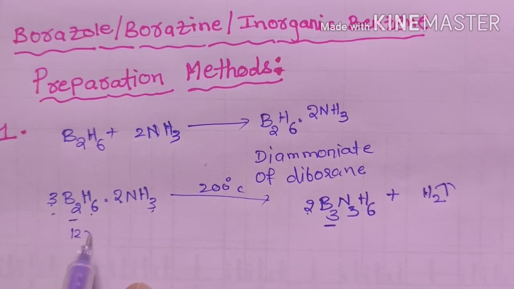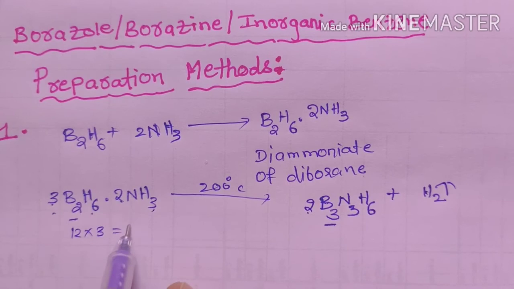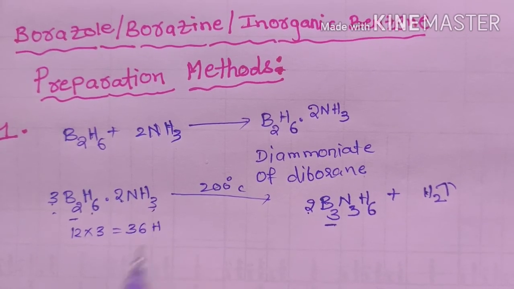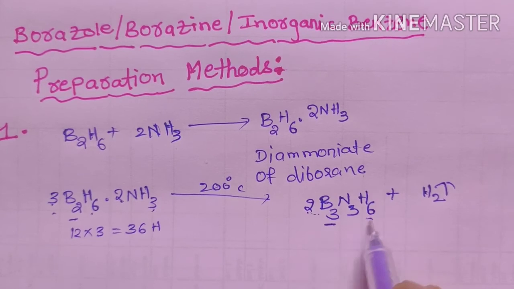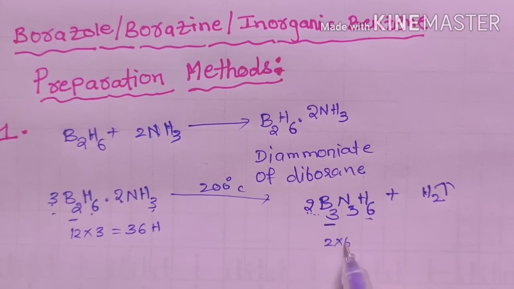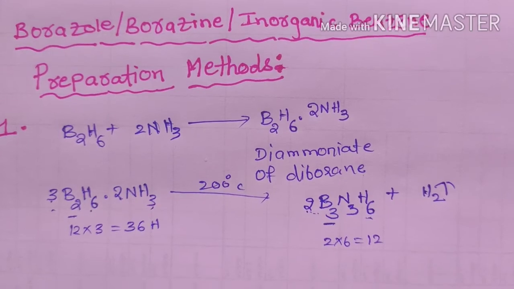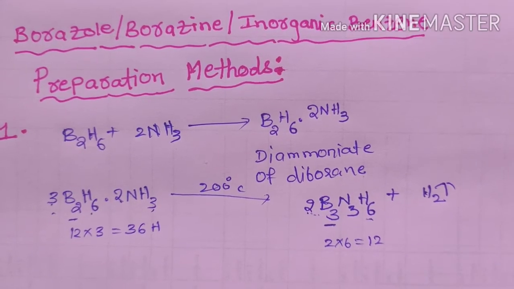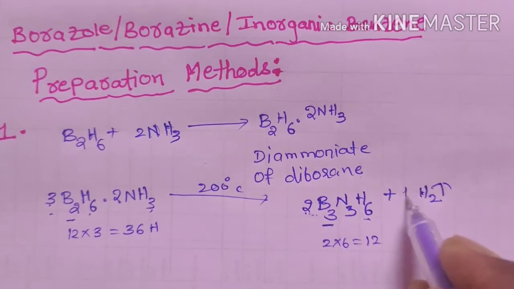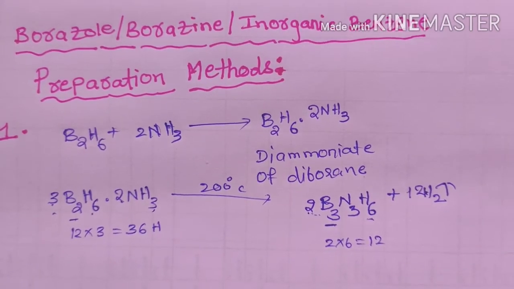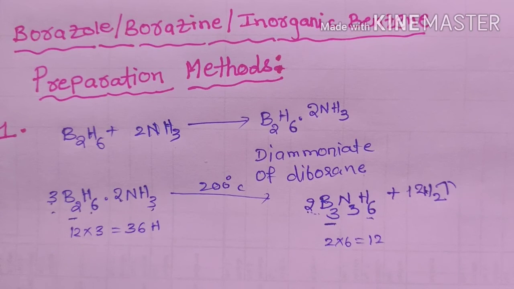So on this side we have 36 hydrogen atoms, and on this side, in this product, we have only 2 into 6, 12 hydrogen atoms. So we still need 24 hydrogen atoms, or 12 molecules. So here we write 12H2. Like that, this reaction is very easy to balance.